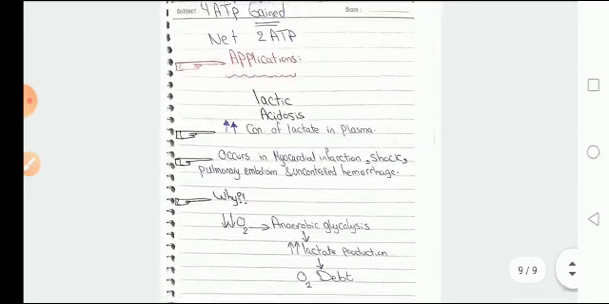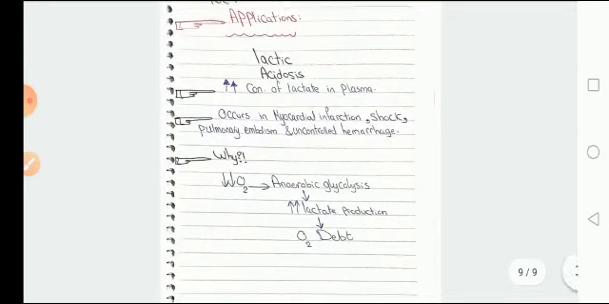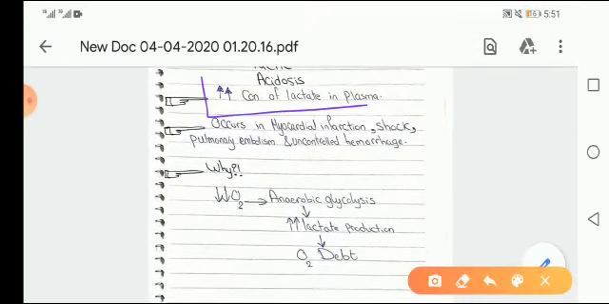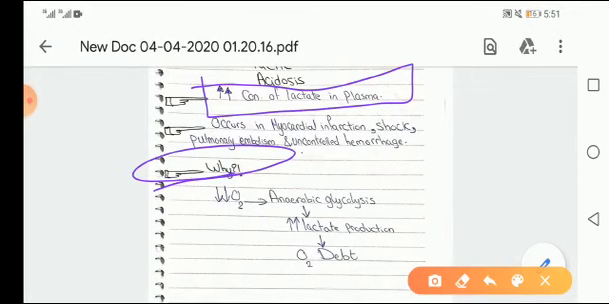Here is an application for anaerobic glycolysis, which is lactic acidosis. What does lactic acidosis mean? High concentration of lactate in plasma. But when does this occur? In case of myocardial infarction, shock, pulmonary embolism, and uncontrolled hemorrhage. But why? In all these cases, oxygen supply decreases.